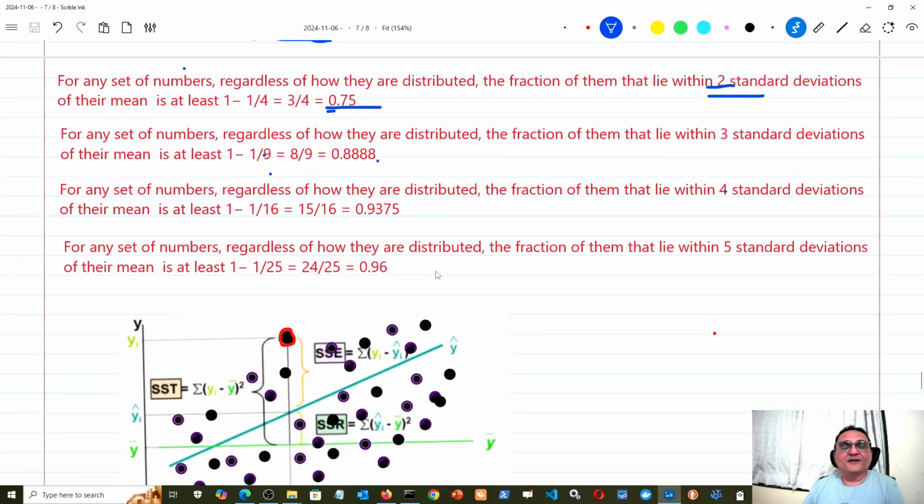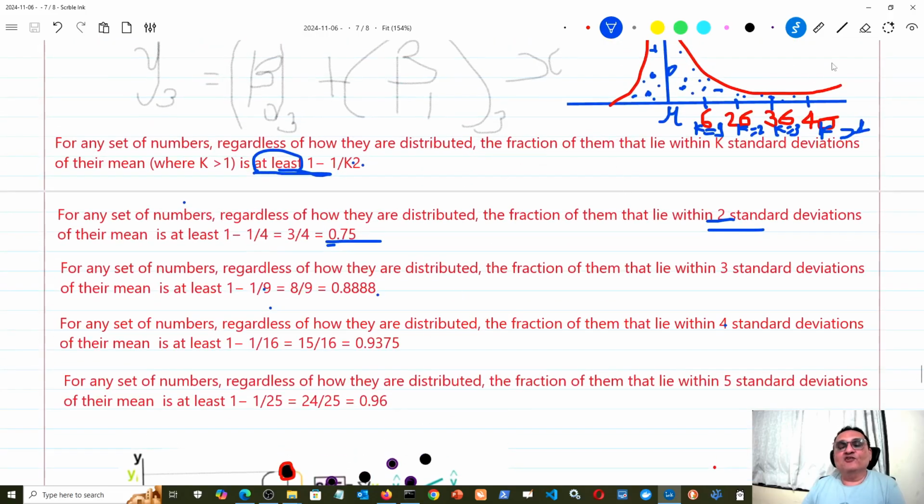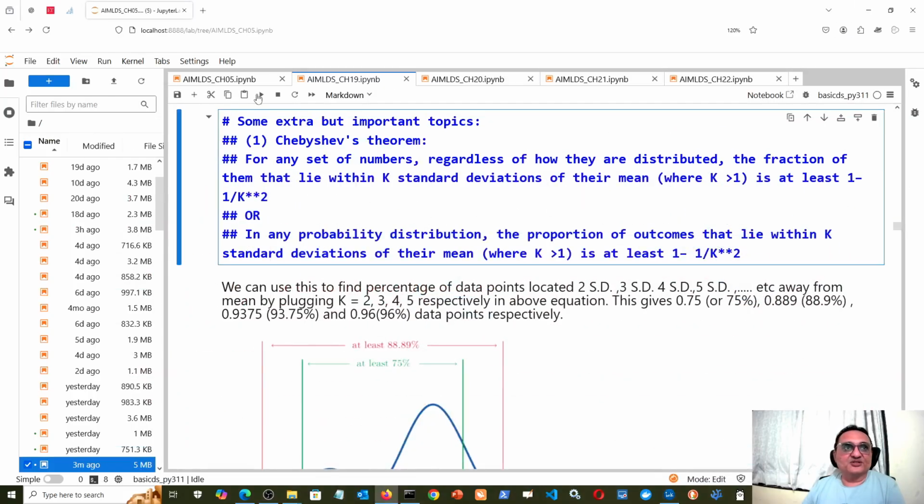Is that clear? Okay. So this theorem is a very important theorem because it is applicable not only to normal distributions, but it is applicable to all kinds of distributions.